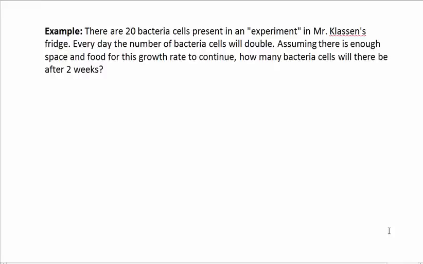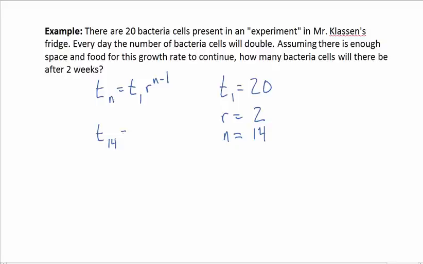So let's look at the general term for a geometric sequence. Tn equals T1 times R to the n minus 1. We know that T1, the initial amount, is 20. We know that the rate of growth is doubling, so it's multiplying by 2 to go from one day to the next. And we're looking for the specific situation where n is 14. We want the number of cells at the end of a 2-week period. So we're looking for T14, which will be 20 times 2 to the power of 14 minus 1. 14 minus 1, of course, is 13.